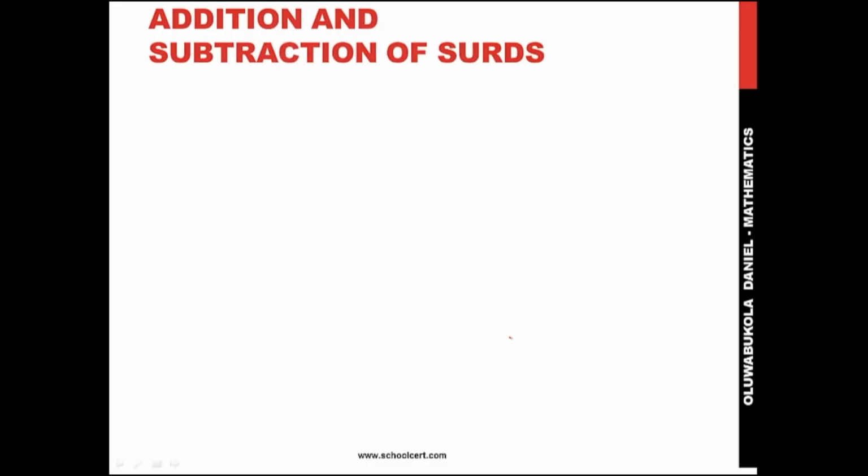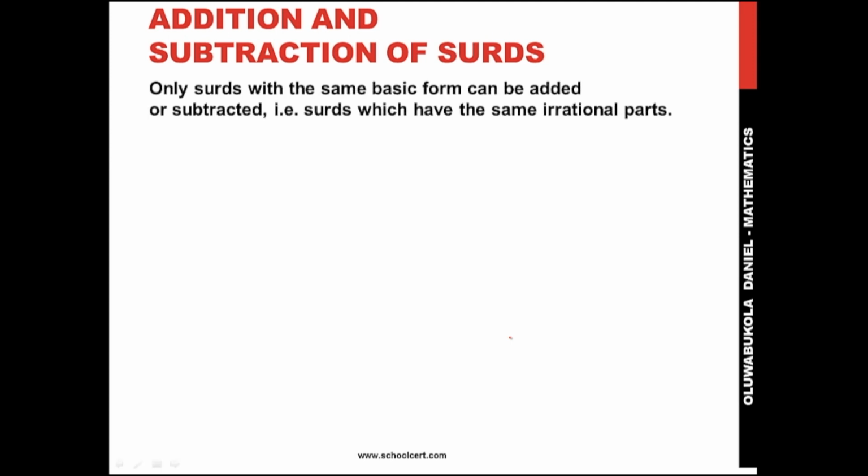Now, looking at addition and subtraction of surds, knowing fully well that the 4 basic rules we talked about cannot be applied directly to addition and subtraction. So let's see how to go about it. One basic thing to note is that only surds with the same basic form can be added or subtracted. So they must have the same irrational parts.